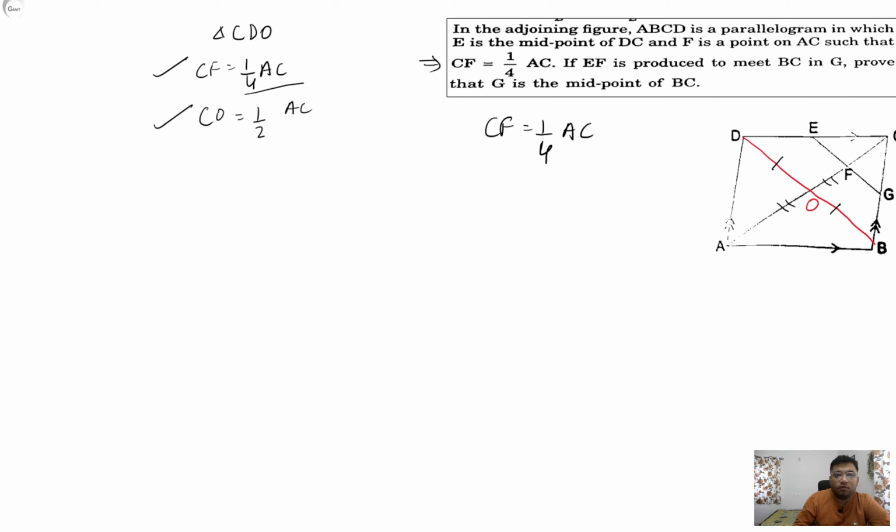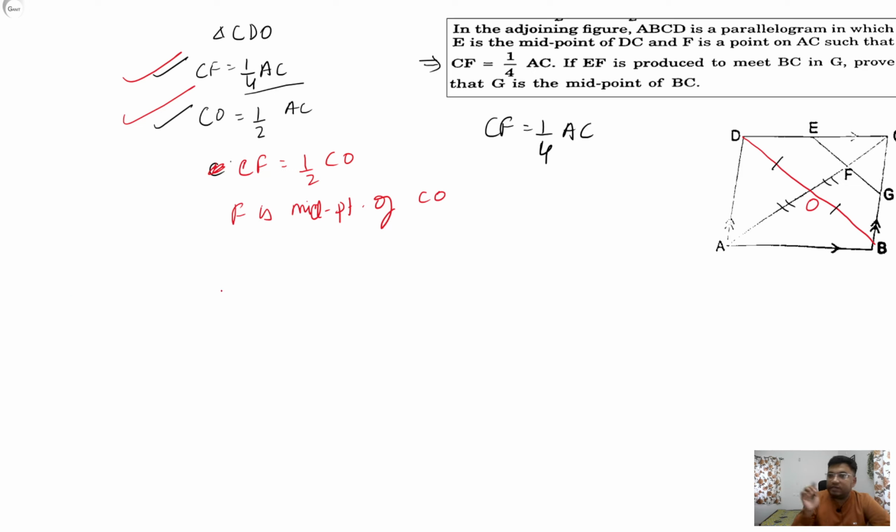So I can very clearly say that because CF is 1 by 4 of AC and CO is 1 by 2 of AC, CF is equal to 1 by 2 CO. CF is equal to 1 by 2 CO means what? That F is the midpoint of CO. How did I get that? By just using these two things. Very simple to understand. It's not at all a difficult question.